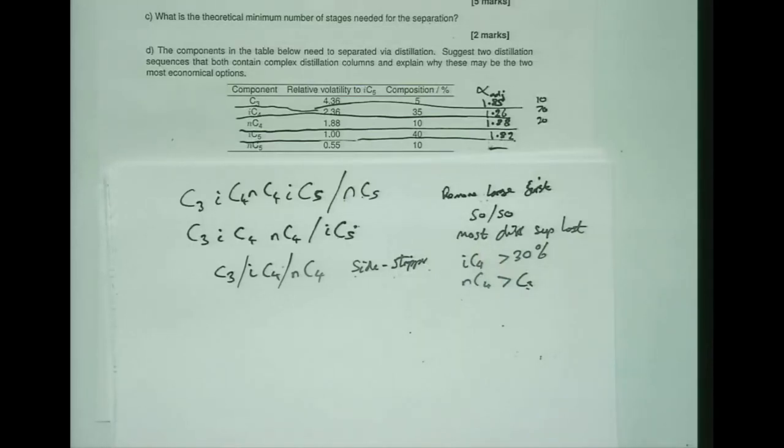Okay, so what we've done there is we've identified two different distillation sequences, both with complex columns in, and we've justified why either of those two could be a good system. Okay?